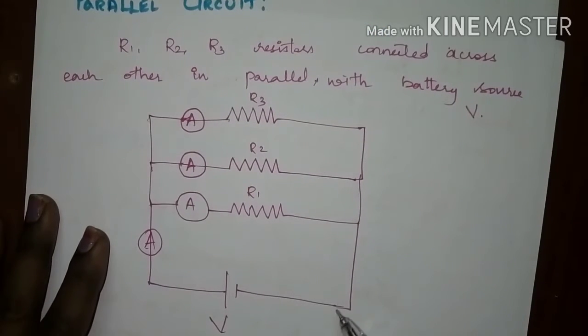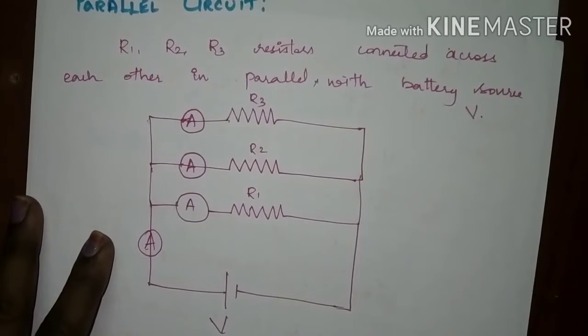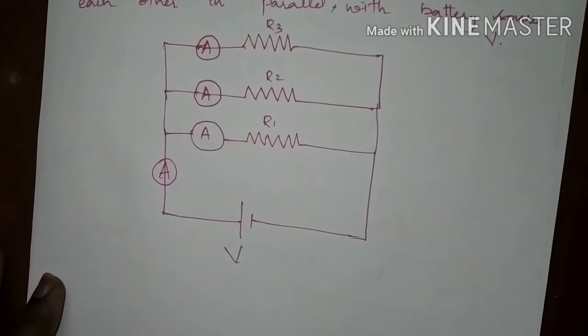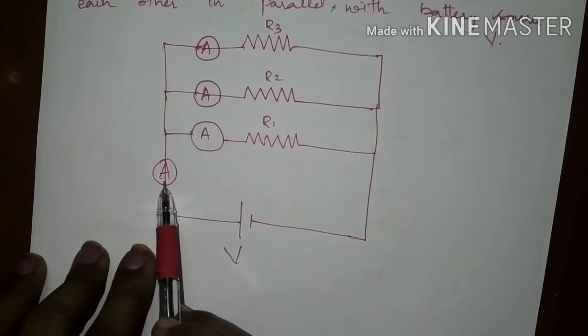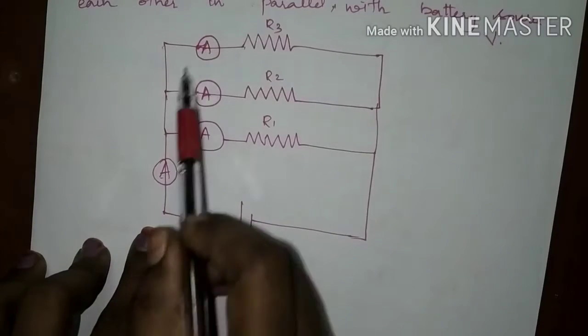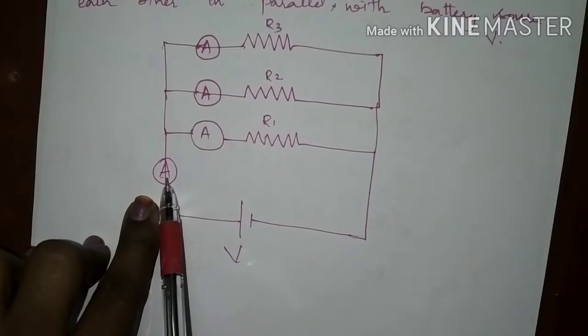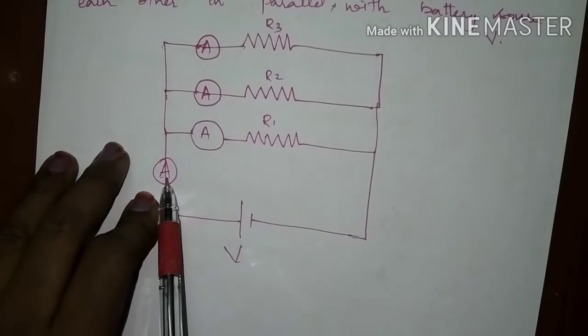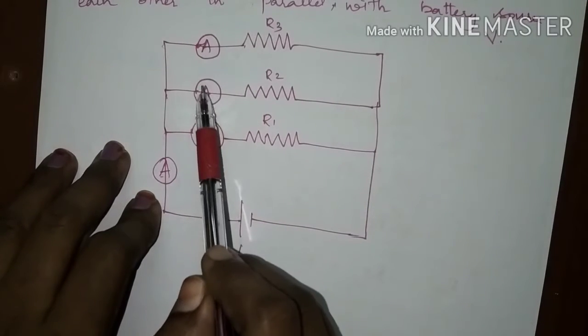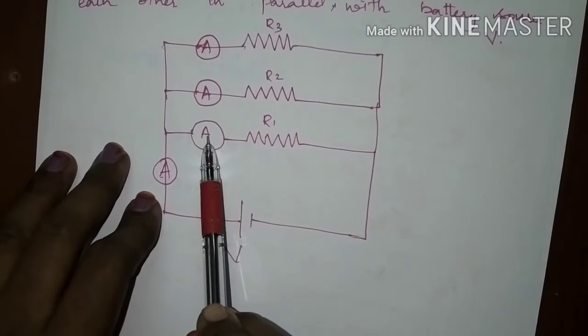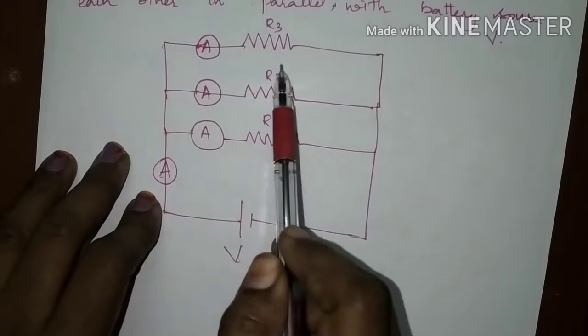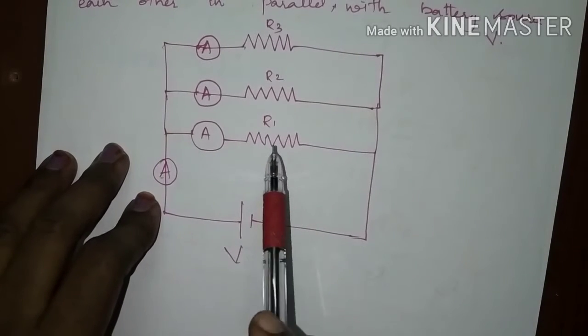We are giving a supply through a battery source having a voltage of V volts. I have connected an ammeter here to measure the total current flowing inside the circuit. This ammeter measures the total current flowing through the circuit. And I have kept a separate ammeter for each resistor, representing that the current is going to divide in each branch.